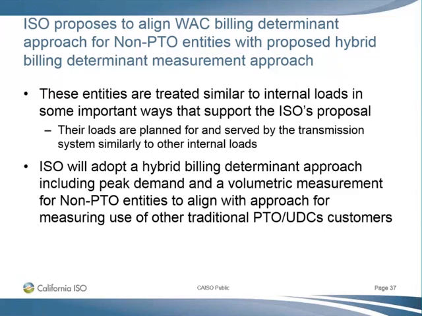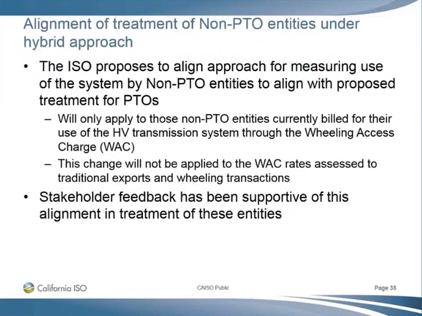The reason for that, again, is we think it's very similar to how the loads are treated in the transmission planning process, and that it is the right thing to do for these internal entities that are billed under the WAC process rather than the normal traditional TAC that other PTOs and UDCs are billed under. So how would we do that? The idea here is to ultimately have three separate types of wheeling access charge rates, applying a similar approach to what we would do for the high voltage TAC rates to these non-PTO entities under this proposal.